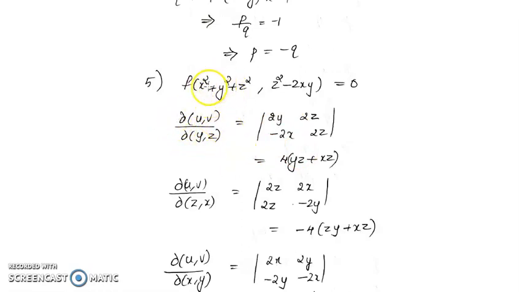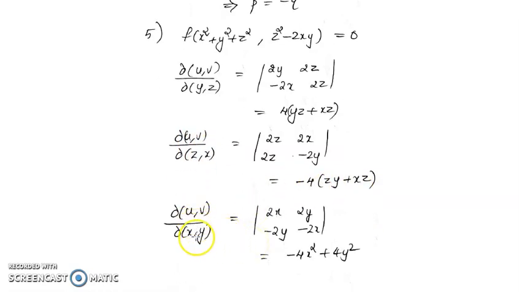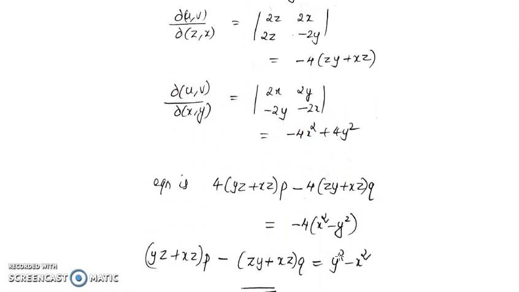So here u is x square plus y square plus z square, and v is z square minus 2xy. So dou of uv by dou of yz is uy uz, then vy vz. So you get 4 times yz plus xz. Dou of uv by dou of zx is minus 4 zy plus xz, and dou of uv by dou of xy is minus 4x square plus 4y square.